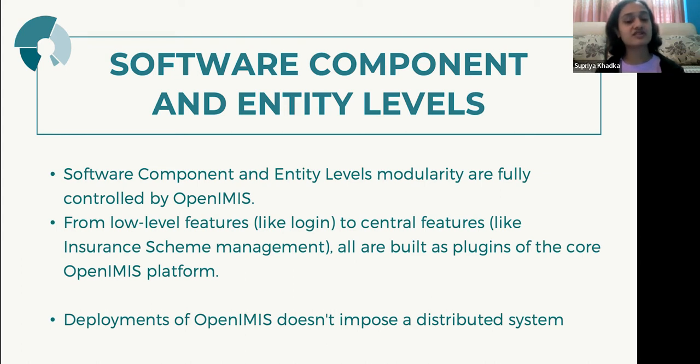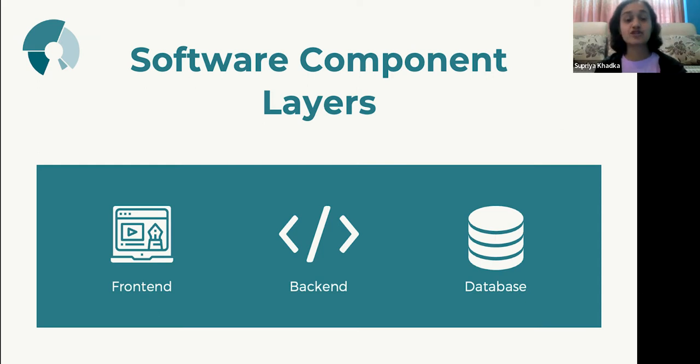From low-level features like login to central features like insurance scheme management, everything is built in as a plugin of the core openIMIS platform. Also, the deployment of openIMIS doesn't impose a distributed system. So there is a centralized system for the deployment process. If we talk about the software component layers, there are 3 layers: front-end, back-end, and database. The screen that you see, that is the front-end. Back-end is the code that runs behind the scene, which controls everything. And then we have the database, which stores the actual data.